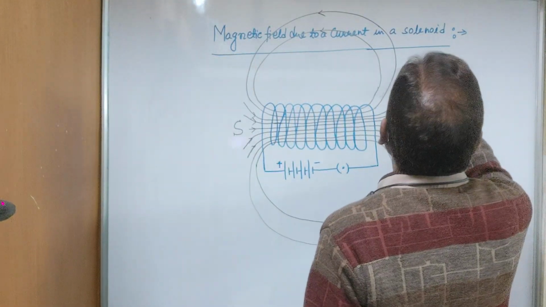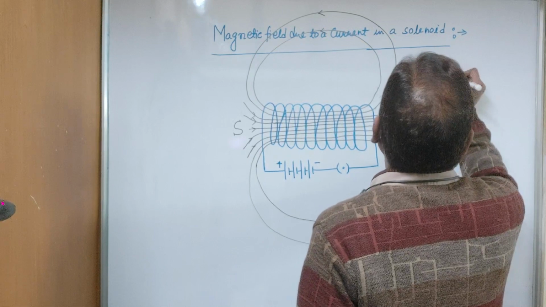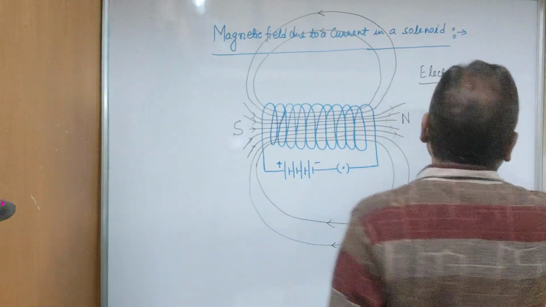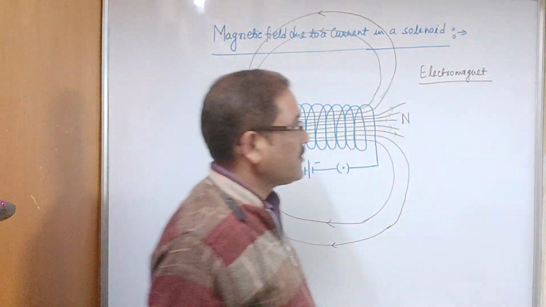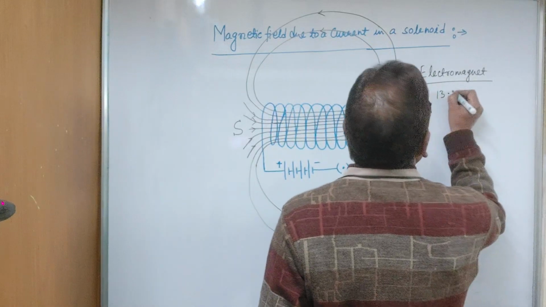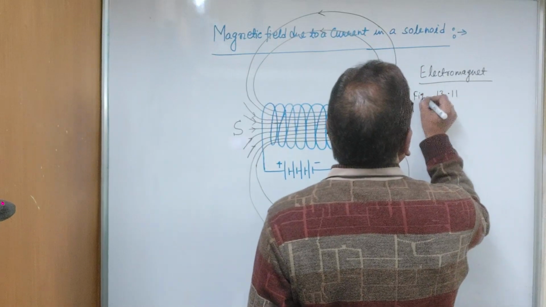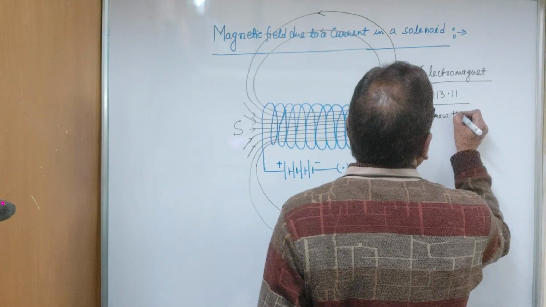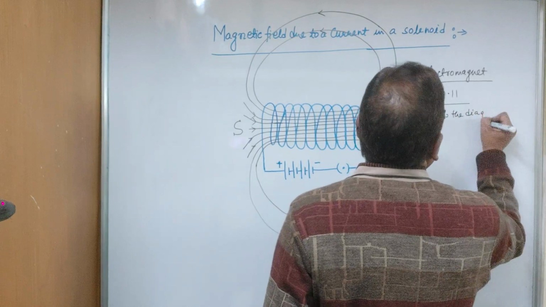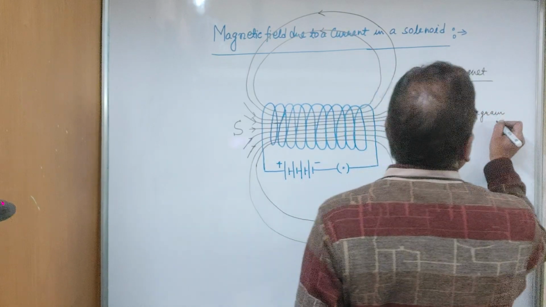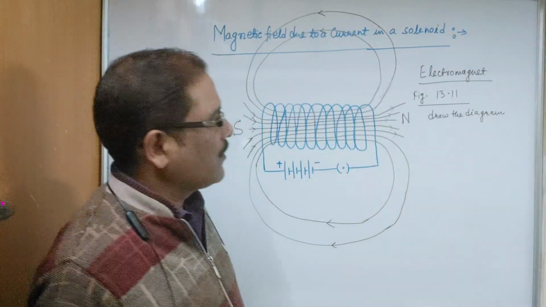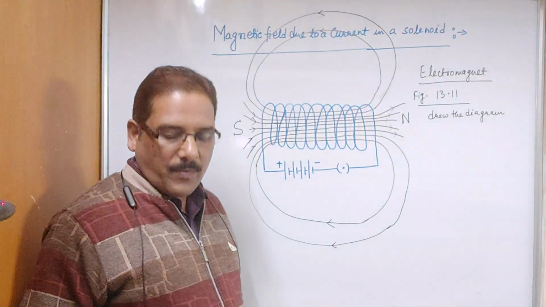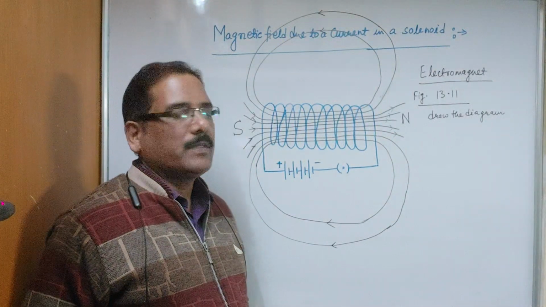And for the electromagnet, you must draw this figure, figure 13.11. Draw the diagram. All diagrams are very important. So you must practice this figure 13.11 because I have seen sometimes they ask this question.